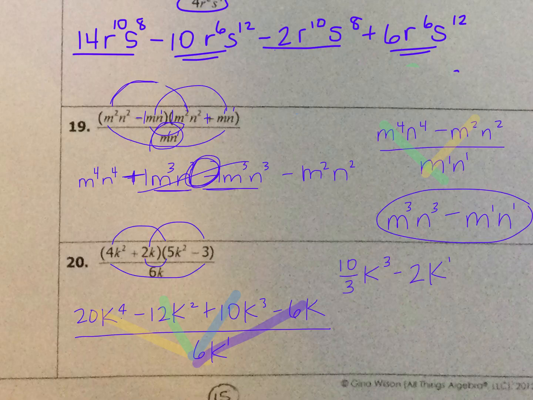The blue is 10 divided by 6, which is another fraction. That gives me 5 over 3. K, 3 minus 1 is squared. And then the purple is negative 6 divided by 6 is negative 1. K1 minus K1 is 0. So this is my answer.